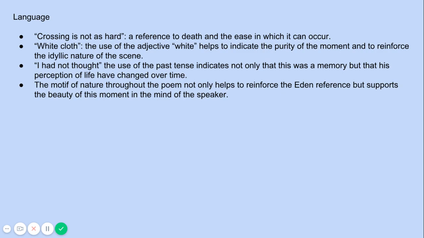And finally, the motif of nature throughout the poem not only helps to reinforce the Eden reference, but supports the beauty of this moment in the mind of the speaker.